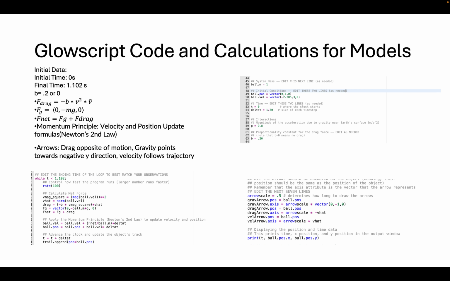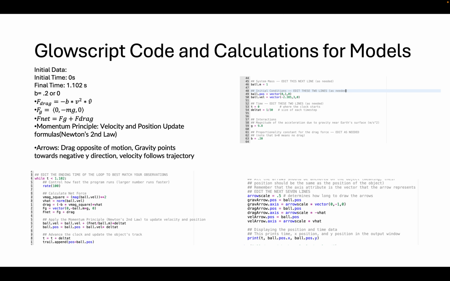And this is my GlowScript code and calculations for the models. The initial time was 0 seconds and the final time was 1.102 seconds. So that means the whole experiment took 1.102 seconds. For my drag force constant, I used 0.2 for the computational model with drag and 0 for the model without drag. My drag force was calculated with negative b times v squared times v hat. The force of gravity is <0, -mg, 0>. And my Fnet was calculated through Fg plus F drag.